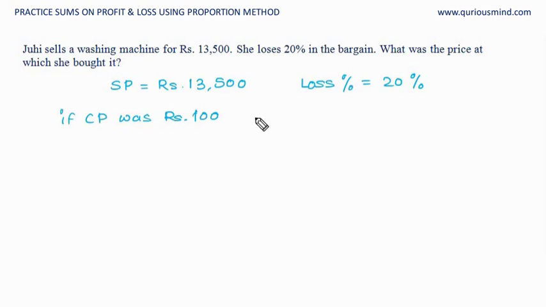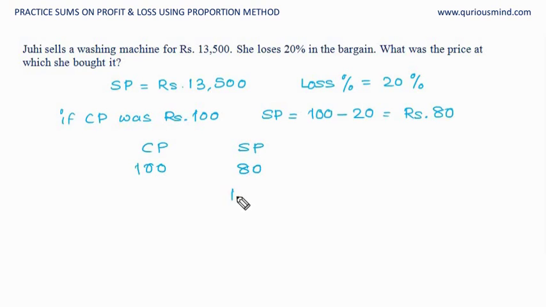If CP was rupees 100, what would be SP? SP would be 100, which is CP, minus, because there is a loss. Loss means minus. Minus 20. 20 percent per 100. For this 100, there is a 20 rupees loss. So rupees 80 would be SP. Now let's put it in the proportion format. So if CP was 100, SP would be 80.